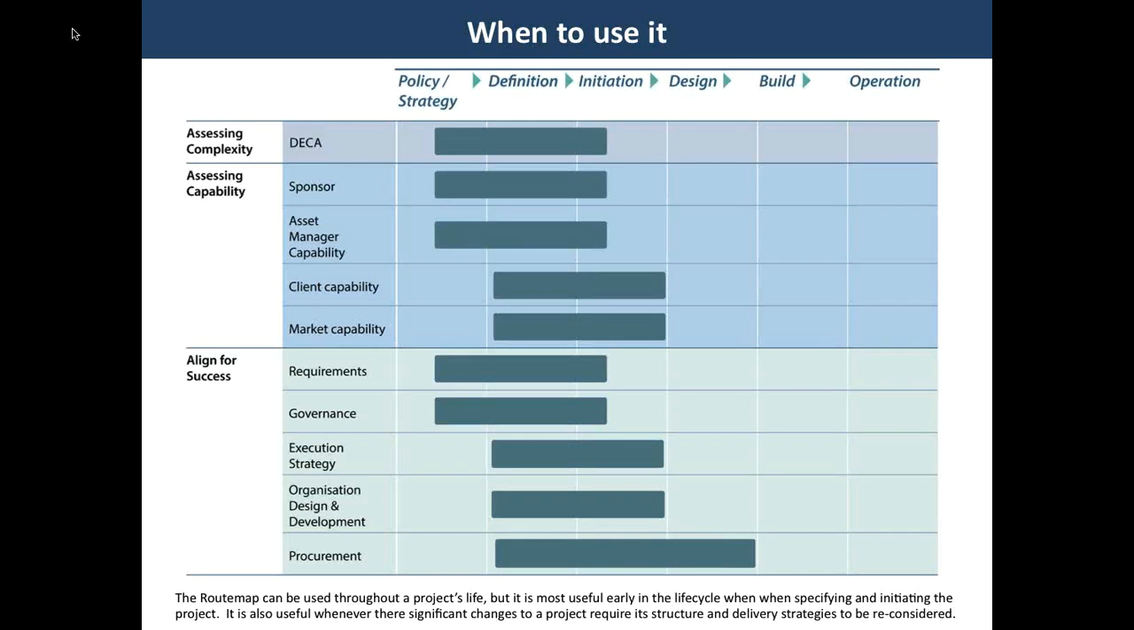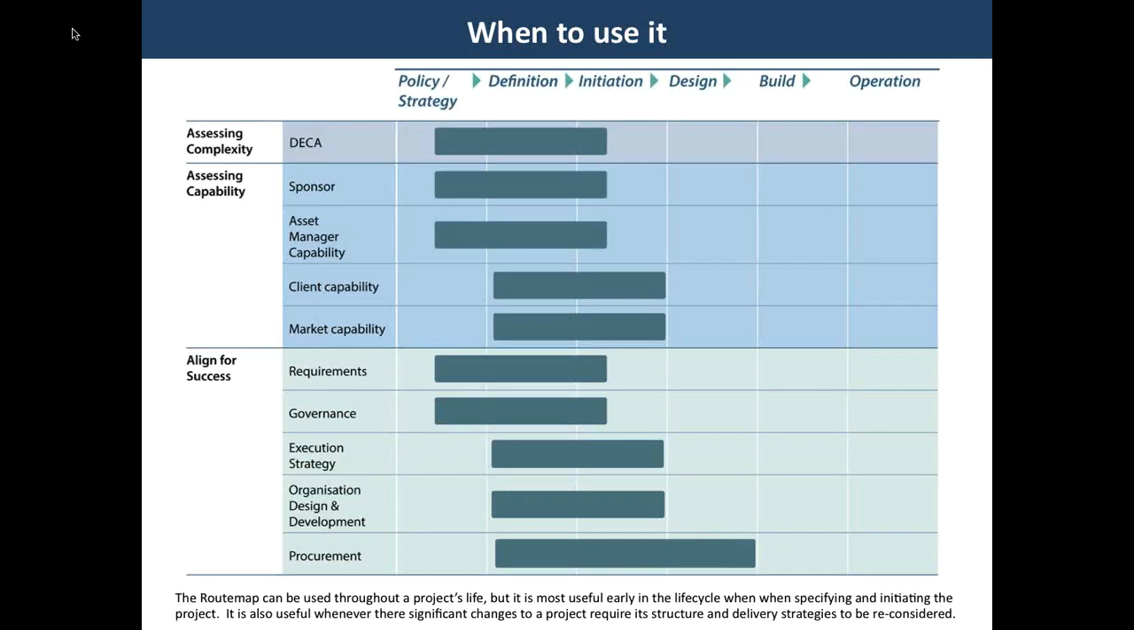When to use the Routemap. If we take this generic project life cycle, it shows the optimum stages for using the various components of the Routemap. The Routemap can be used throughout a project's life, but is most useful early on in the life cycle when you're specifying and initiating the project. It is also useful whenever there are significant changes to a project that require its structure and delivery strategies to be reconsidered.